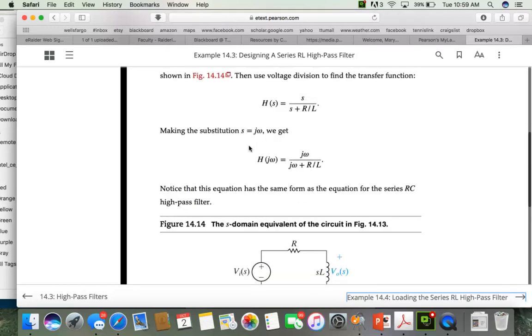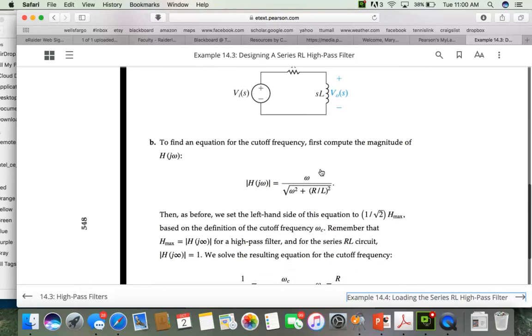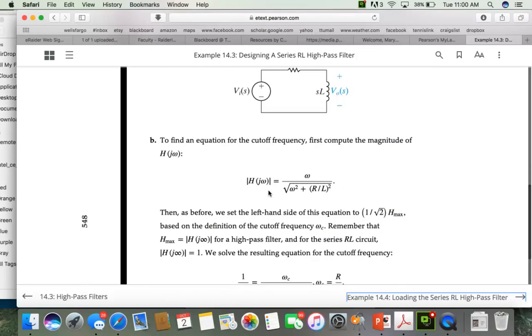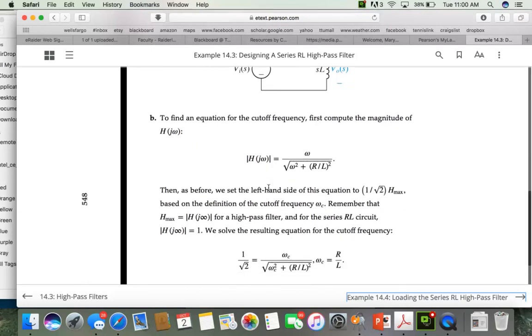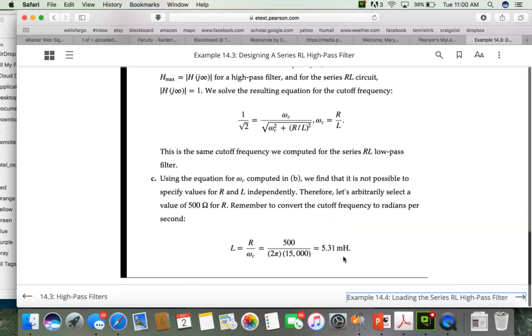Once again, following our procedure to substitute j omega for s, you can do that and you get the following expression for H of j omega. And then you can find the magnitude for that in terms of omega and R over L. You can find the cutoff frequency by setting the magnitude equal to 1 over the square root of 2, and you determine that the cutoff frequency is R over L.